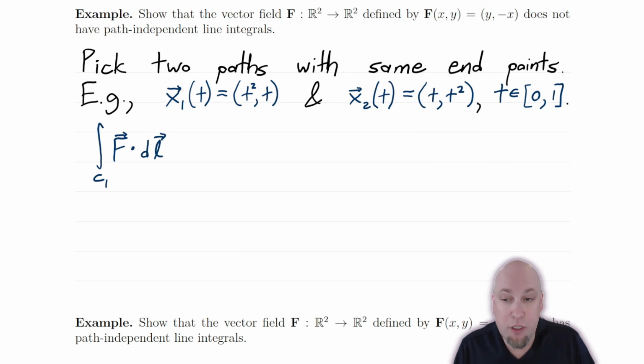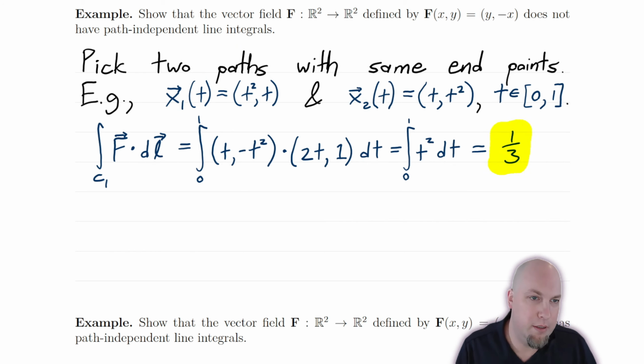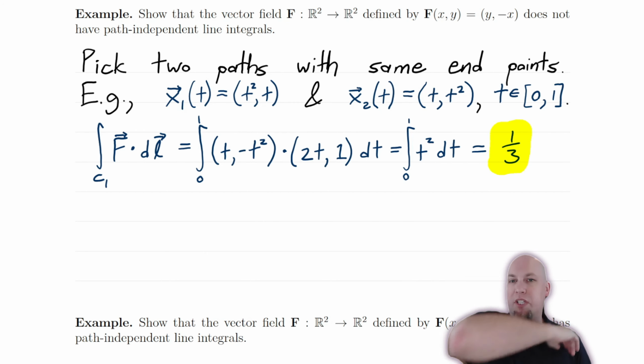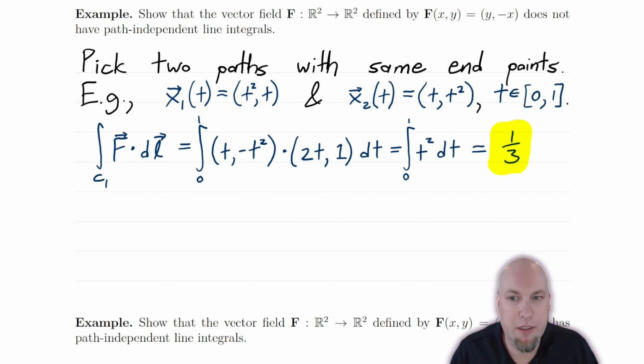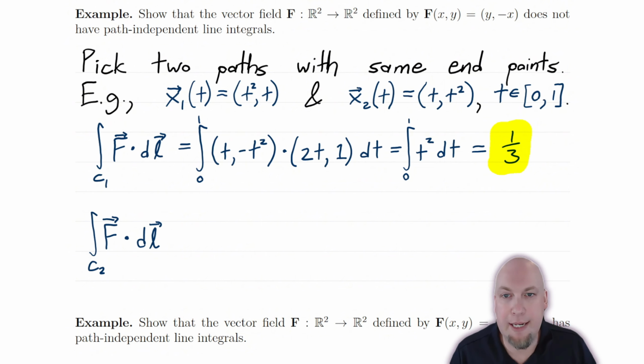So for the first one, C1 traced out by x1, what's the vector line integral? Again, we plug this into the vector field. So t squared is my x, t is my y. I get this. This is my velocity vector. Take the derivative of both of those entry-wise, then dot them together. I just get the integral of t squared from 0 to 1. That's a third. So the first vector line integral, along that parabolic path going above the line y equals x, is a third.